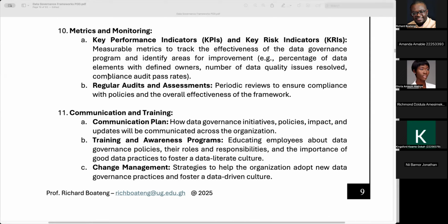And finally, communication and training, getting everyone on board and keeping them there. You could design the most theoretically perfect framework, but if people don't know it exists, don't understand their role in it, or don't grasp the why behind it, it's guaranteed to fail. This involves having a strategic communication plan to keep all stakeholders informed. Ongoing training and awareness programs for all staff, often tailored to their specific roles and data interactions. And effective change management strategies to help the organization adapt to new ways of working with data, which can sometimes be a significant cultural shift.